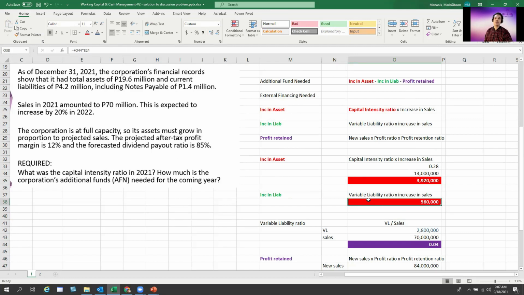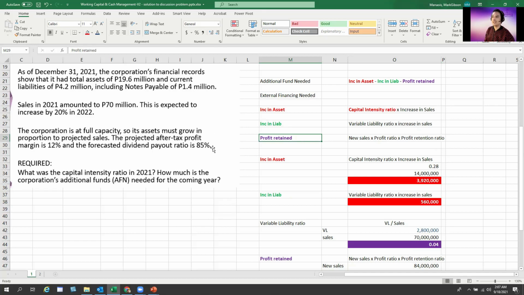Puntahan na natin ngayon yung third element. Ano ba yung third element? The third element is the profit retained. Ang formula daw to calculate the profit retained is new sales multiplied by profit ratio multiplied by profit retention ratio.